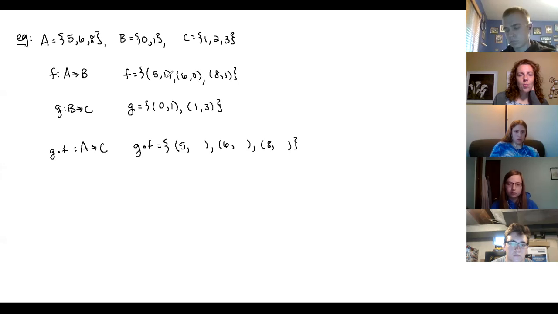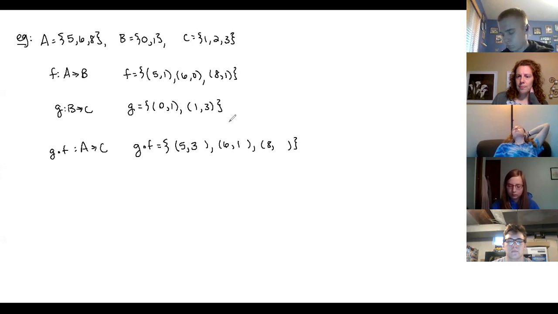So 5 gets sent to 1, and then 1 gets sent to 3, which means that ultimately 5 gets sent to 3. Do we see where that's coming from? Okay, 6 gets sent to 0, 0 gets sent to 1, so ultimately 6 gets sent to 1. Last, 8 gets sent to 1, 1 gets sent to 3, so ultimately 8 gets sent to 3.